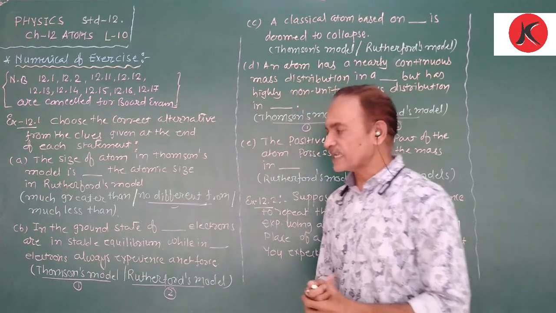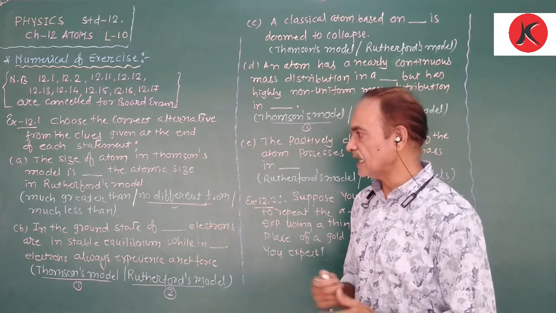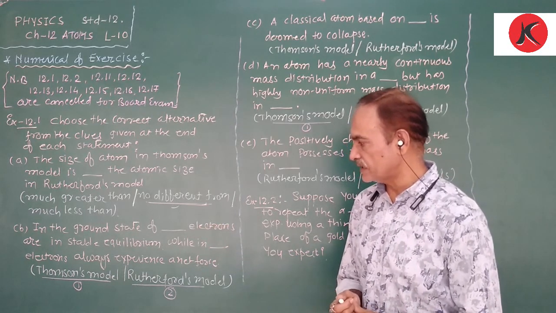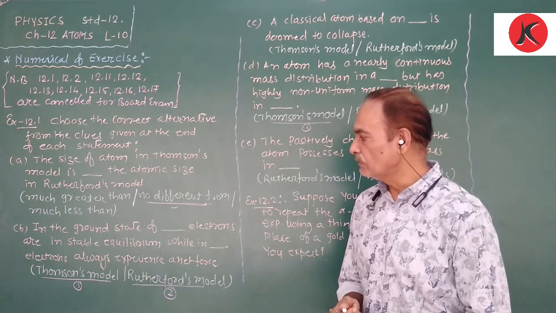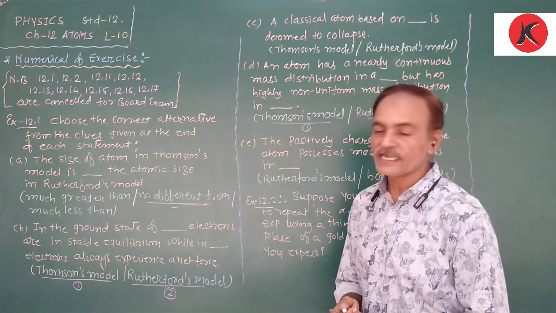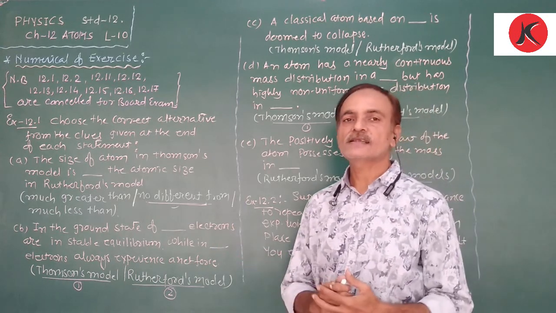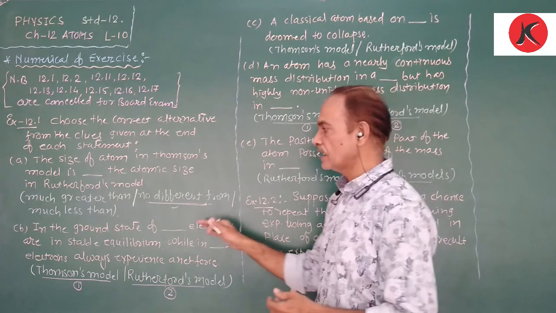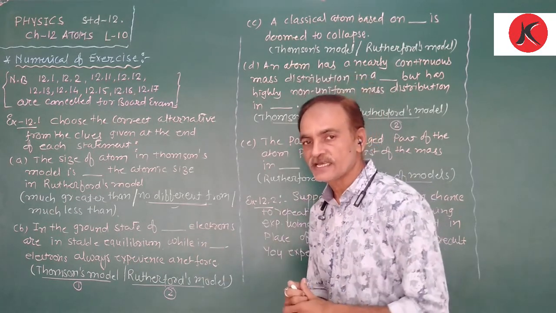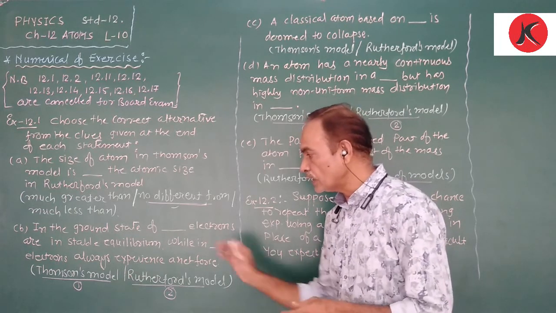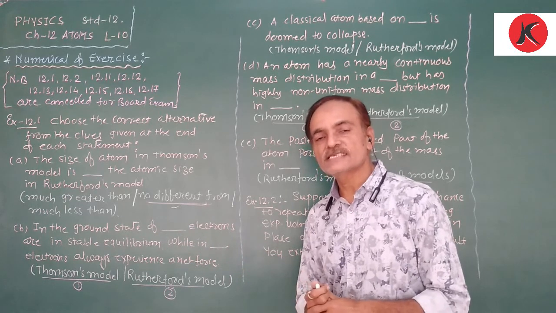Okay. Now second: in the ground state of blank, electrons are in stable equilibrium, while in blank, electrons always experience a net force. According to which model, in ground state, the electrons are in stable equilibrium or in stationary position? According to which model do the electrons always experience a net force?